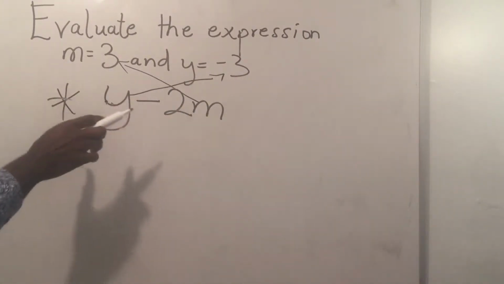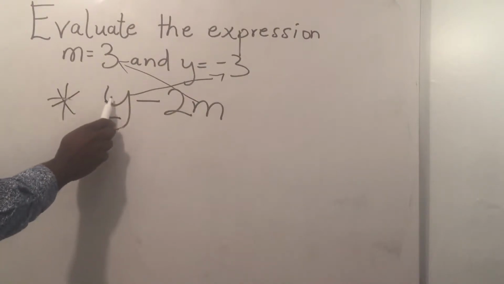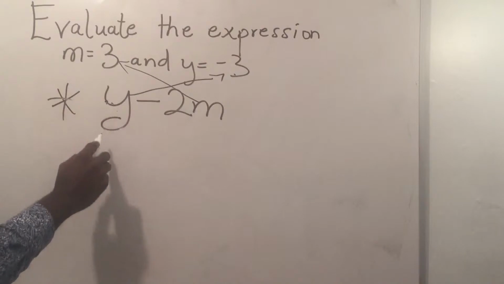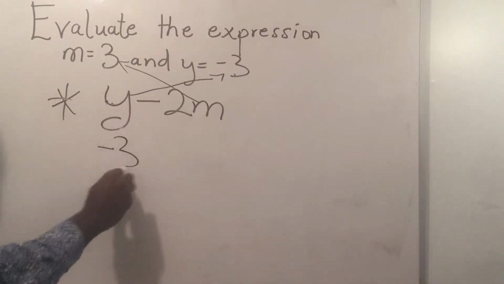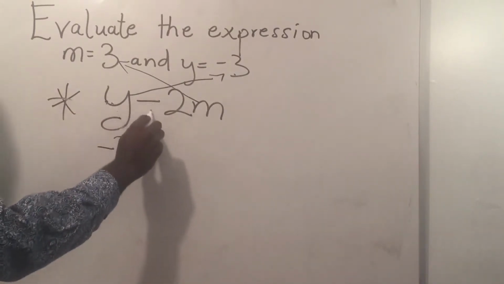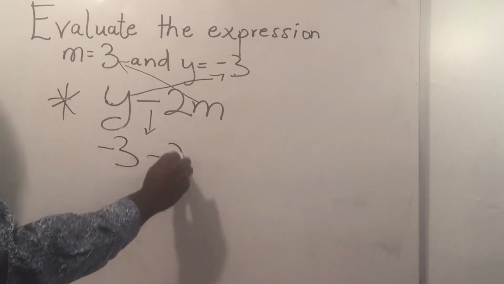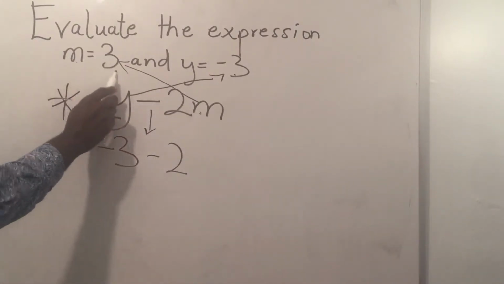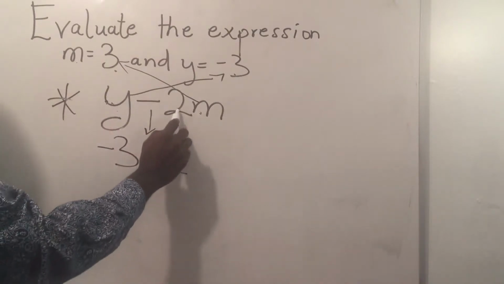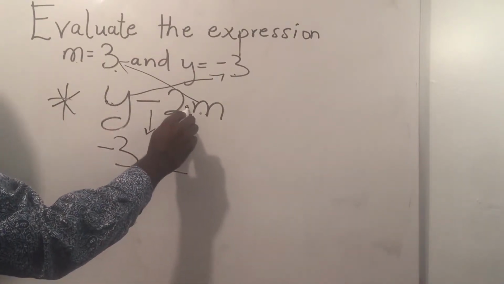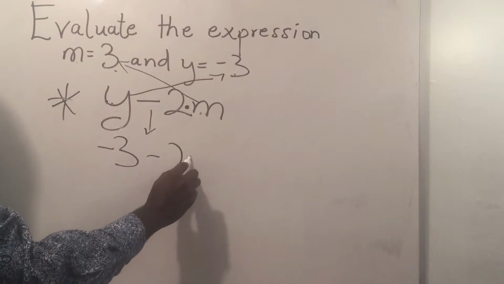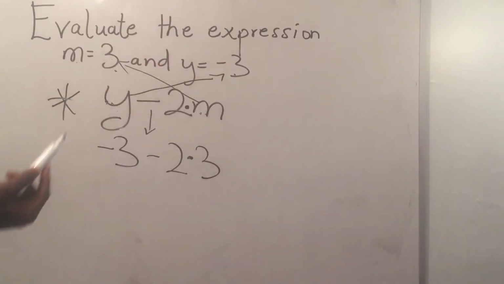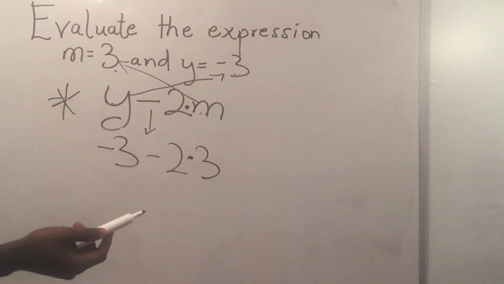So that means in this case, the y that they gave you is -3, right? So where I see y, I'm just going to put a -3. And then I bring the minus sign down, right? 2. Where I see the m, they gave it to me to be 3, so I'm going to put a 3. And when you have a number and a variable, there's like a times here, right? So it's like 2 times my m, which is 3. And I just solve it.